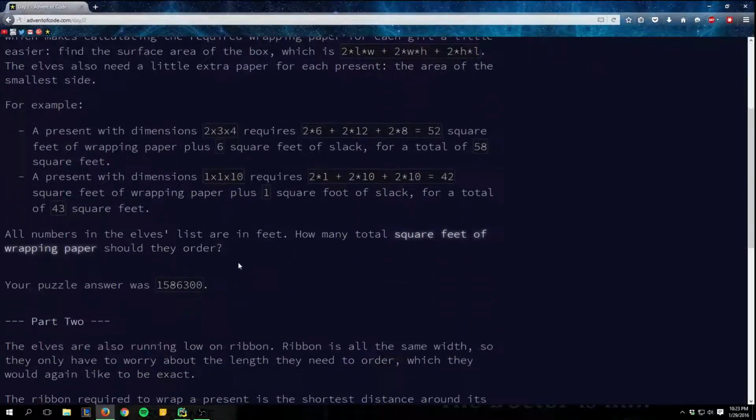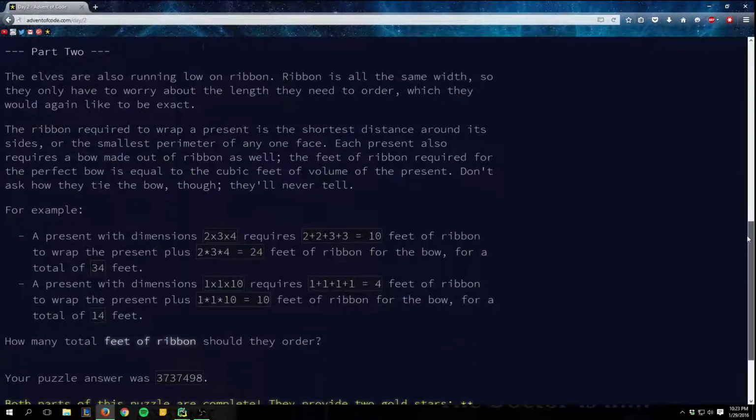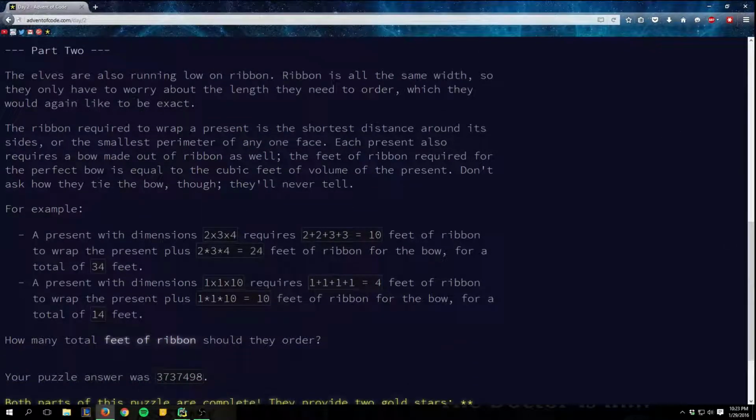So we already finished up part 1, everything went smooth there. In part 2, the elves are trying to get some ribbon and also see how much ribbon you need to tie the bows. To calculate the ribbon, you'll need the smallest perimeter of any face. I think that's just, yeah, that's just to get the ribbon.